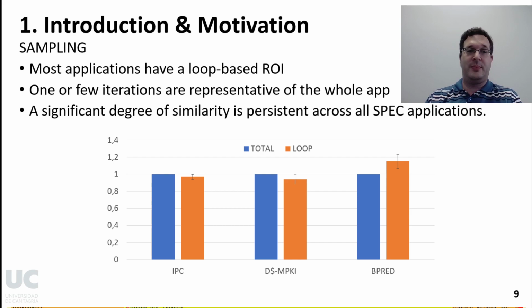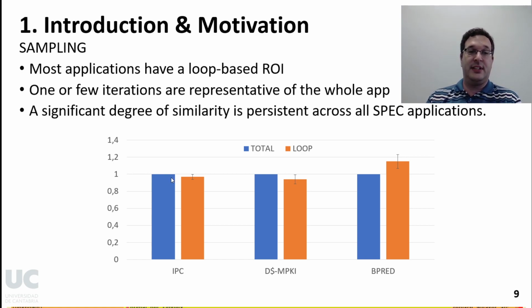In this figure, we represent in blue the behavior of the whole applications in instructions per cycle, level 1 data cache misses per 1,000 instructions, and branch mispredictions. The orange columns represent the arithmetic mean of iteration performance values, while the error bars show the standard deviation. Small error bars point out that a significant degree of similarity between loops is present in most SPEC applications.